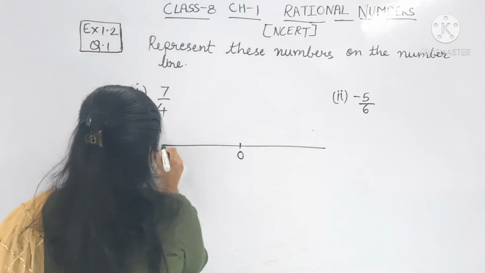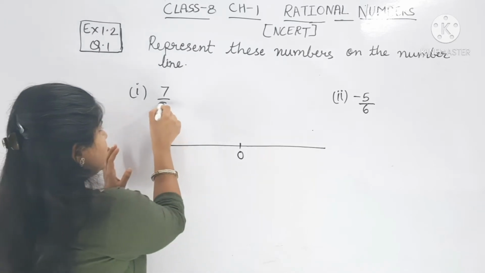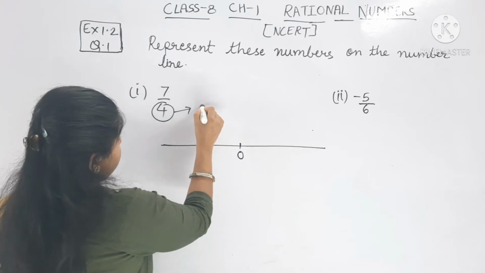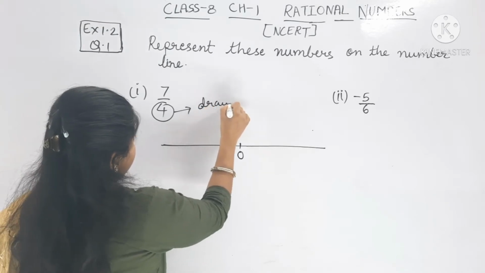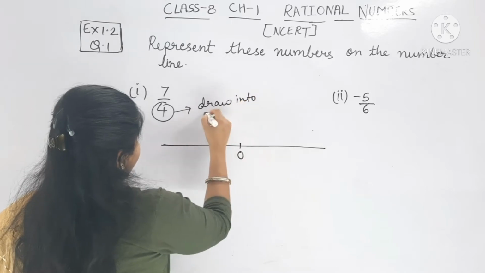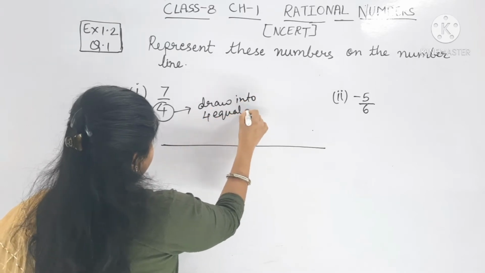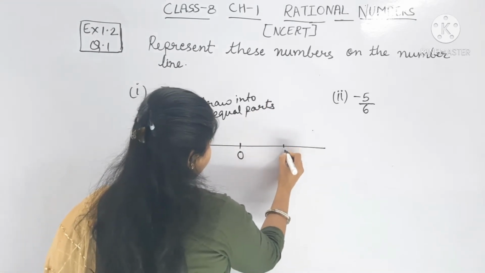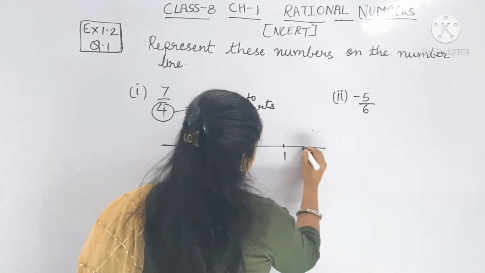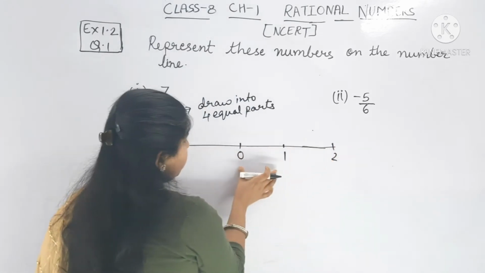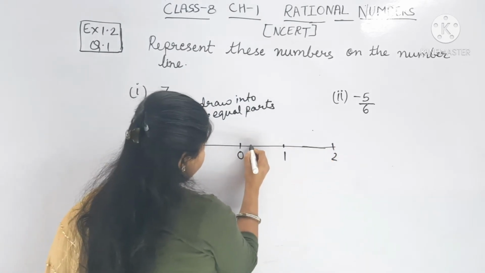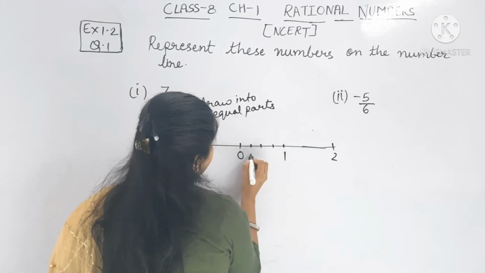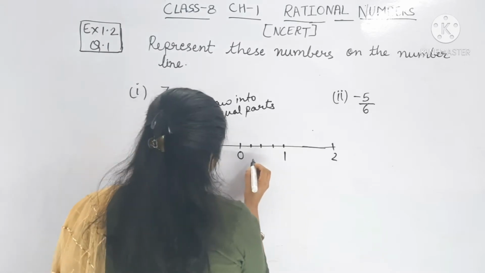Here 0. Here you have to see the denominator part, that is 4. It means we have to draw into 4 equal parts. Okay, like we have to draw like this. Between 0 to 1 we have to draw 4 equal parts. Here 1, 2, 3 and 4. Okay, means this is 7 by 4, right?